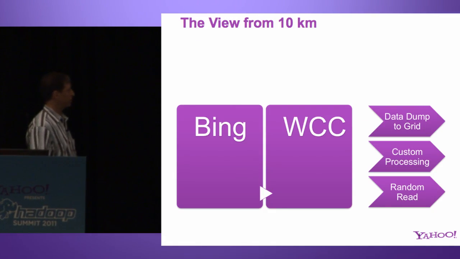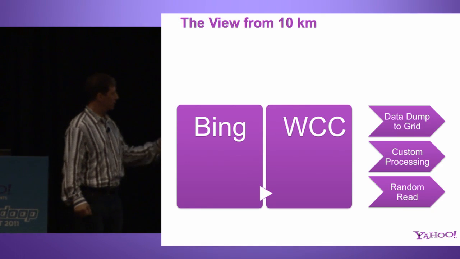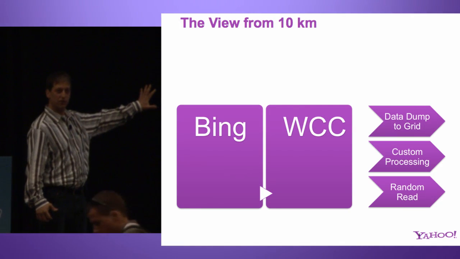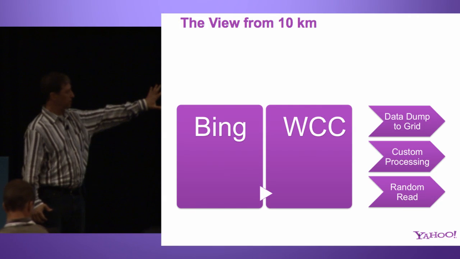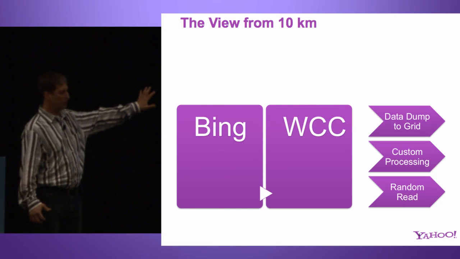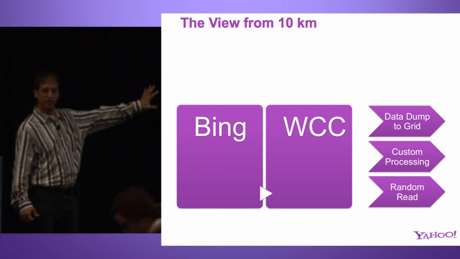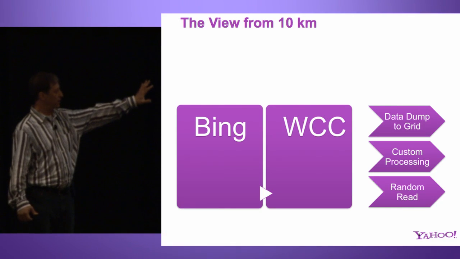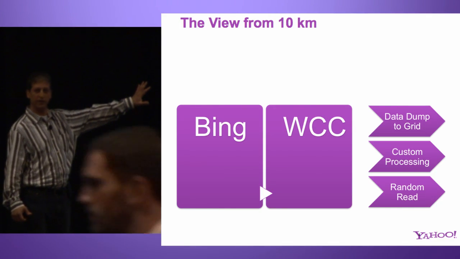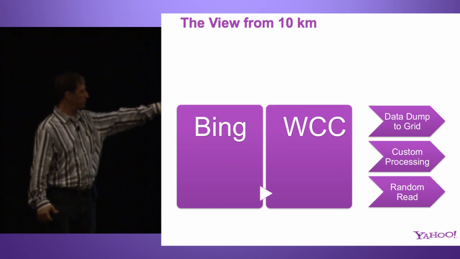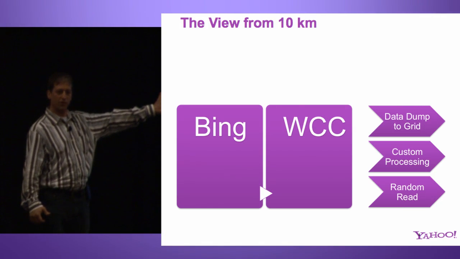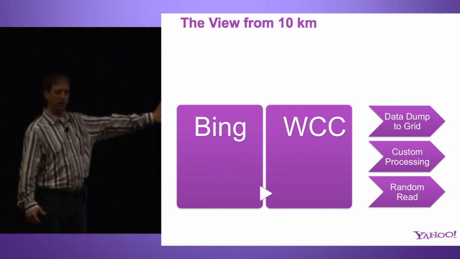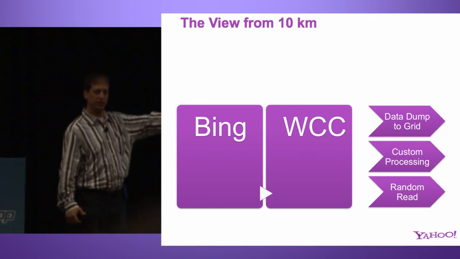So from a very high point of view, we have Bing on one side crawling the web. We have web crawl cache in the middle, mirroring the contents that Bing has. And then we have data sets that we dump to other grids inside Yahoo. And we have various custom processing that we do on this data. And we also allow random reads on this data.